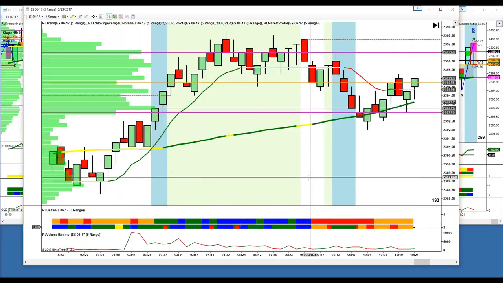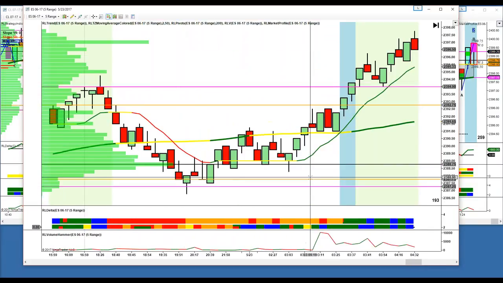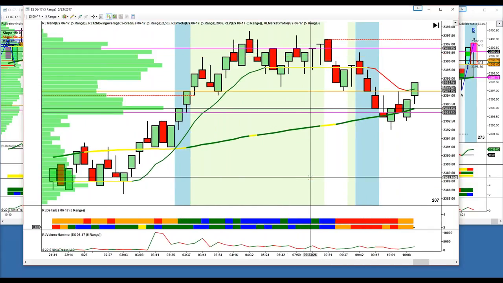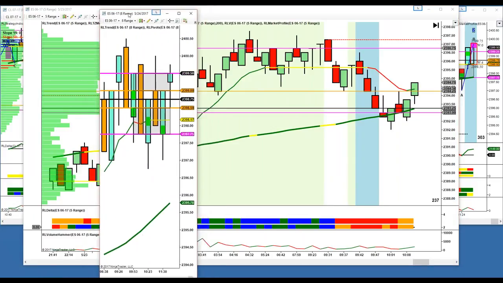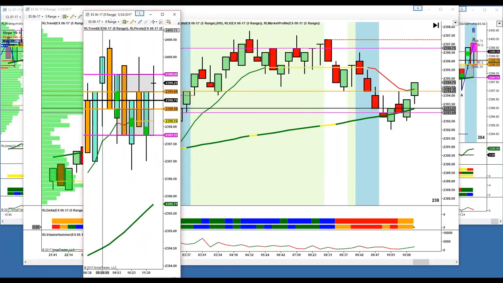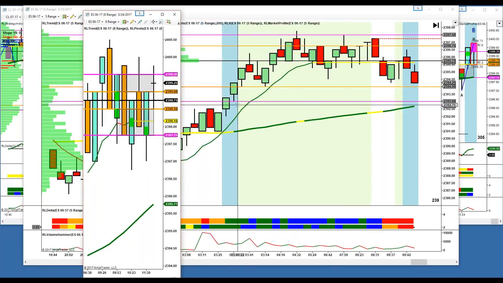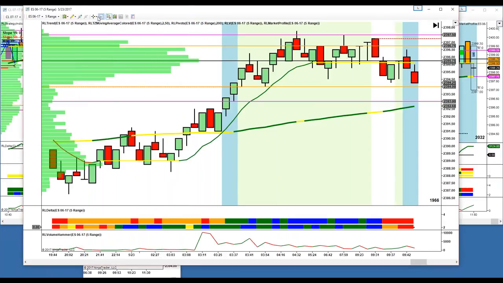Now let me find a place where we get a nice trending market. Here's a nice place right here. And let's just take a look. And this one, we're going to have to globally track so you can see what's going on, because it goes from one color to the other. So let's globally track here. And let's globally track here.